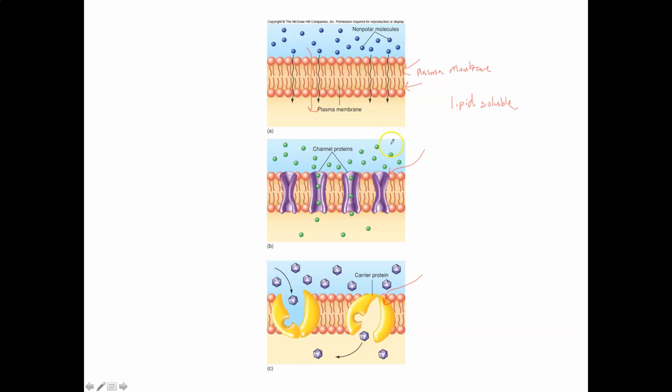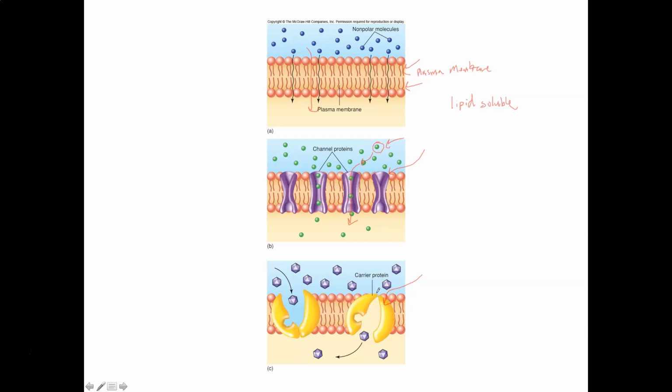But there are situations where things are not lipid soluble. And so if you have a situation where you have a molecule or ion that is not lipid soluble, in order for it to get across the membrane, it's going to have to move through some sort of protein channel or have assistance through a carrier protein to get across the plasma membrane.